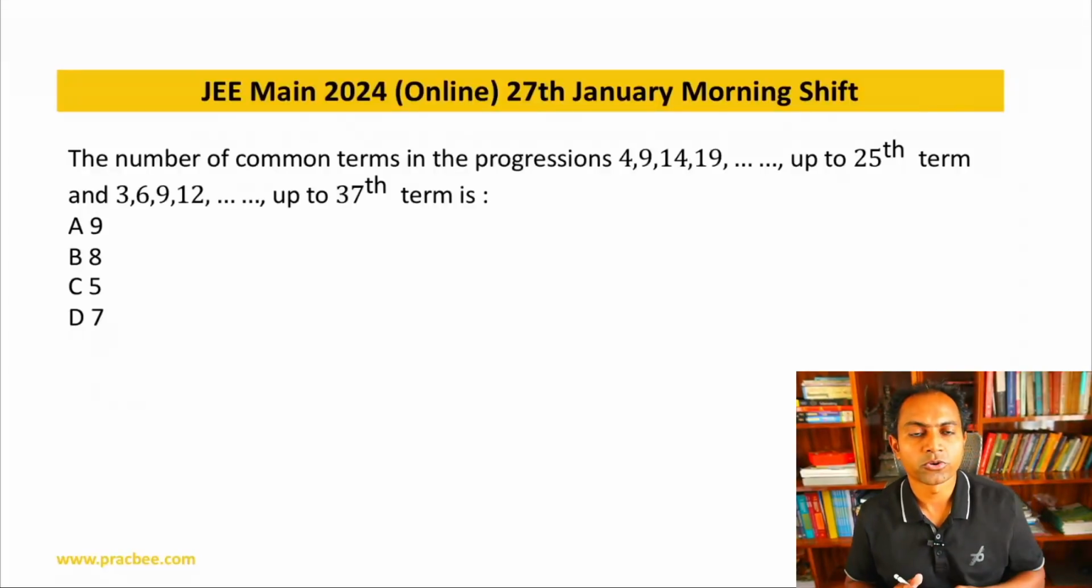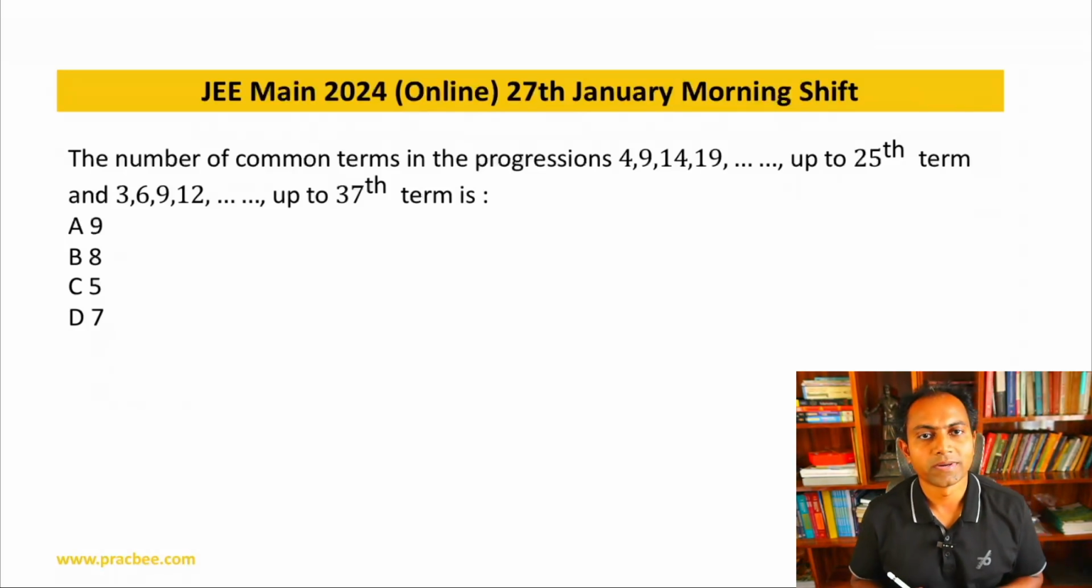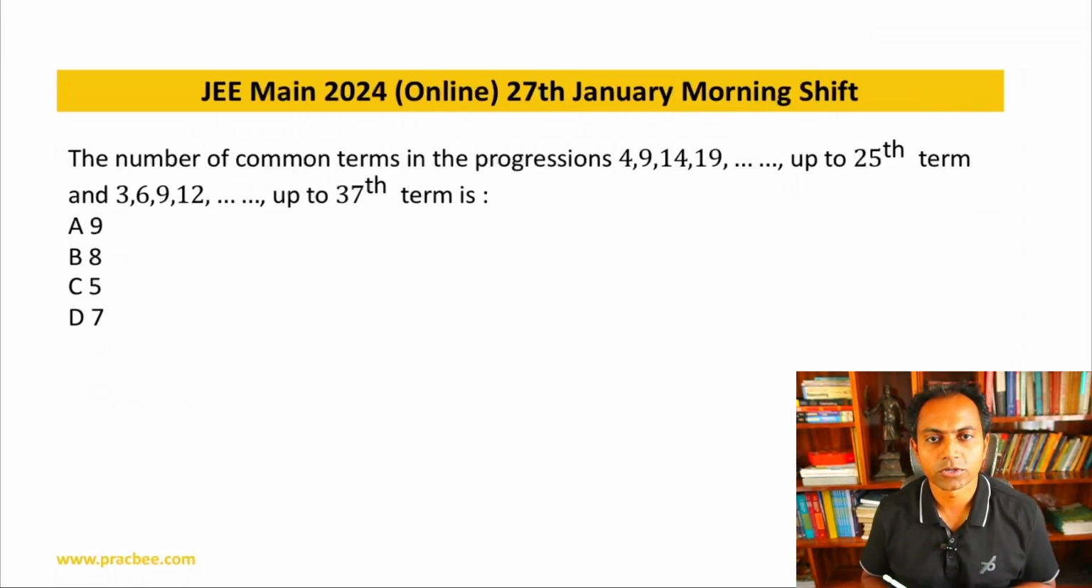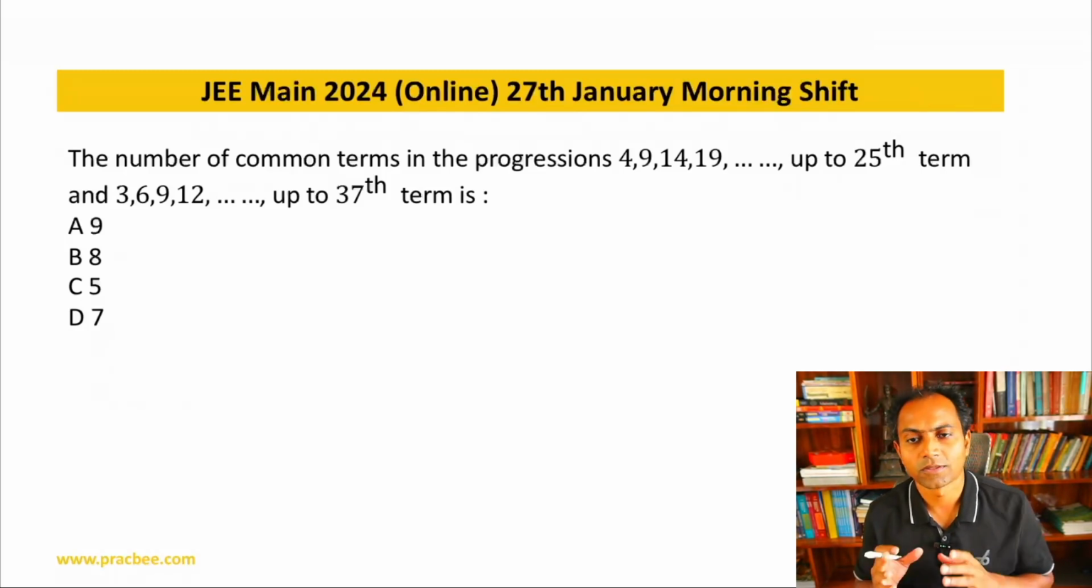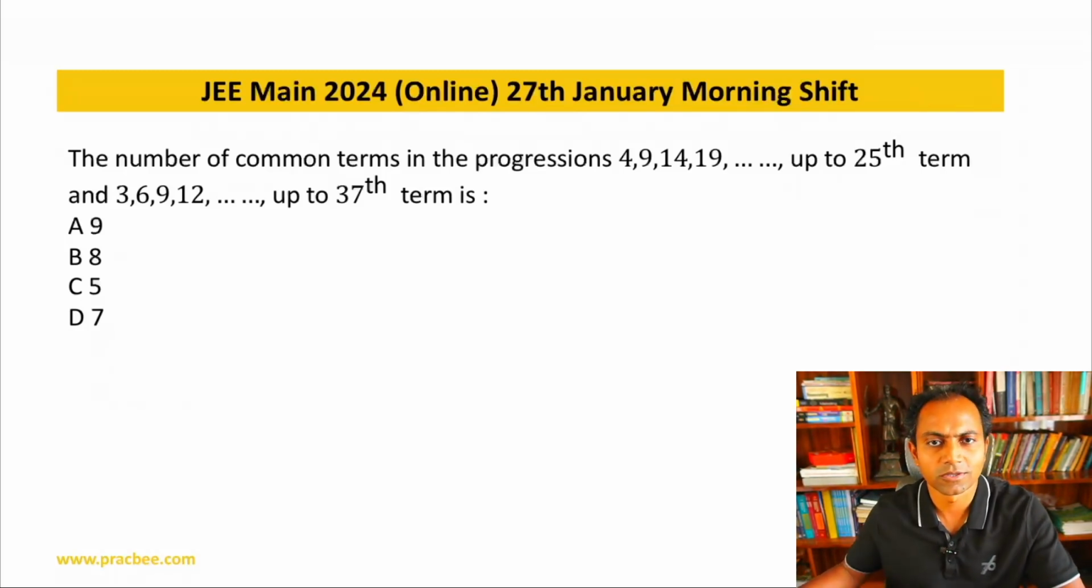If I look into this 2024 question, it talks about common terms in the progression 4, 9, 14, 19 up to 25 terms and 3, 6, 9, 12 up to 37 terms. Now we have done a similar question. We can follow the standard process to solve this question. There is nothing new in this.